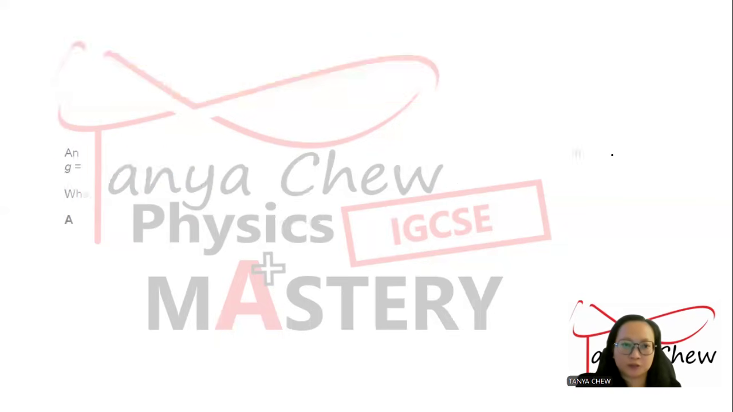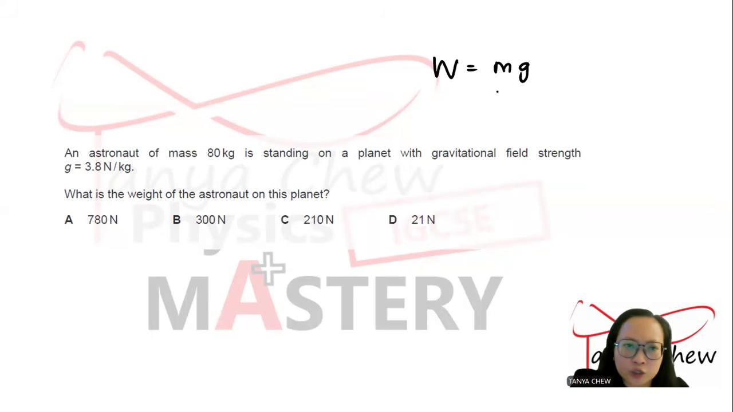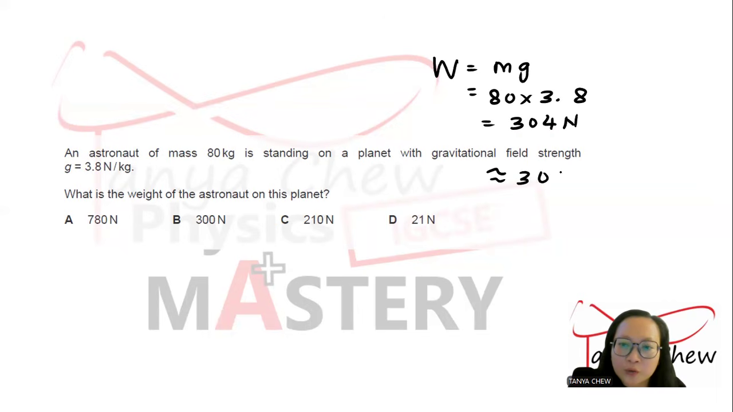This is very important. So let us look at one passive question right here. An astronaut of mass 80 kilogram is standing on a planet with a gravitational field strength g equals 3.8 Newton per kilogram. What is the weight of the astronaut on this planet? Just put in W is equal to mg, weight, mass times 3.8. So you get 304 Newton, which you can round it off to 300 Newton. B is the answer.